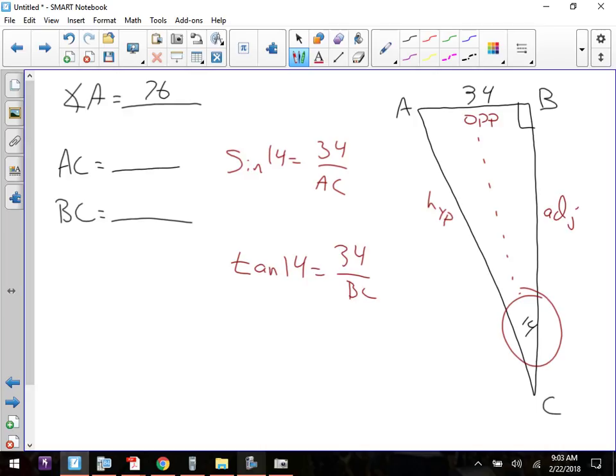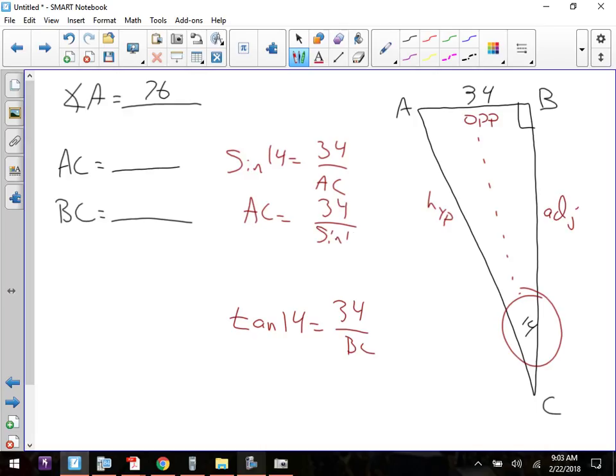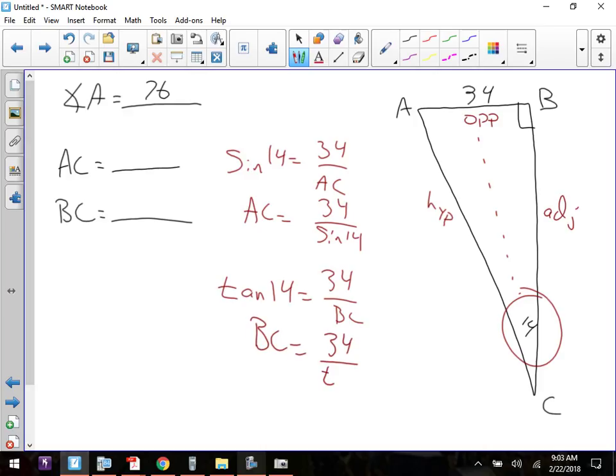In both of these problems, the unknown is in the denominator, which means we do the good old-fashioned exchange-o-change-o, or switcheroo if you'd like. So AC will equal 34 over the sine of 14. And then BC will equal 34 over the tangent of 14. And at that point, you have everything written out prior to pushing the buttons, which means you are 99% correct.